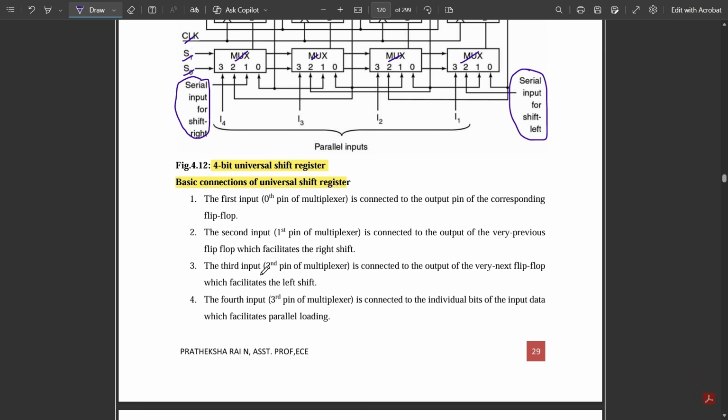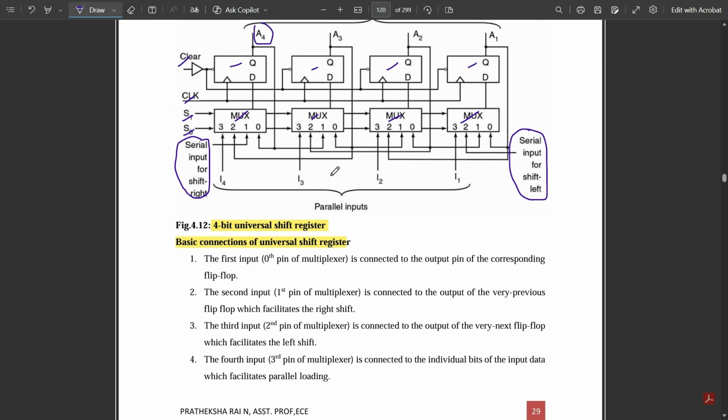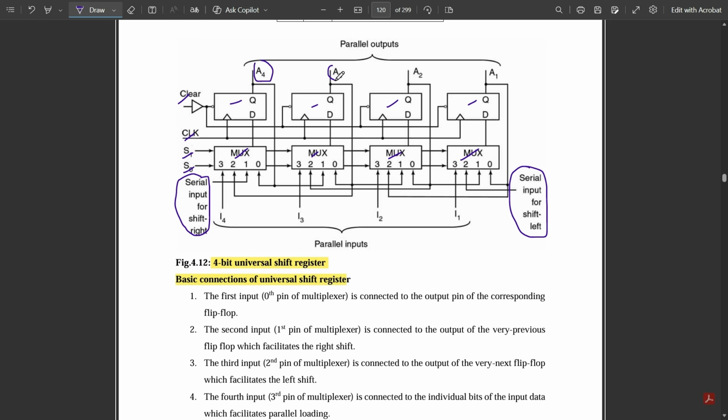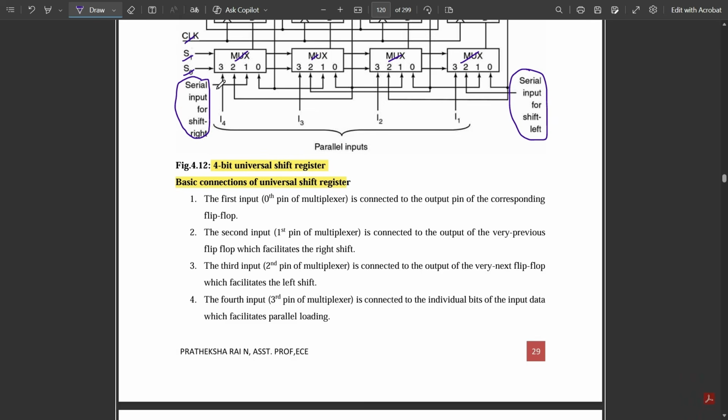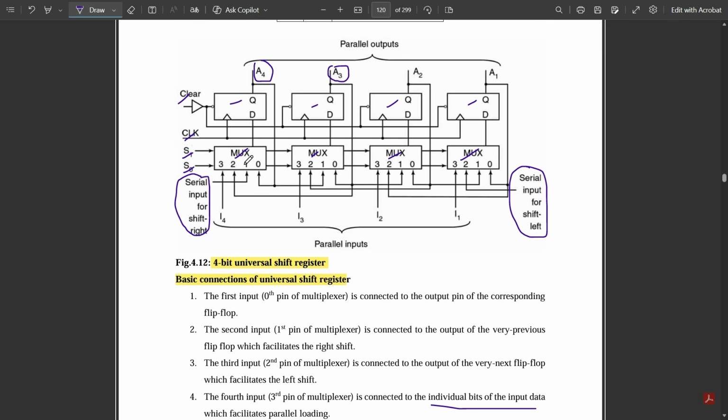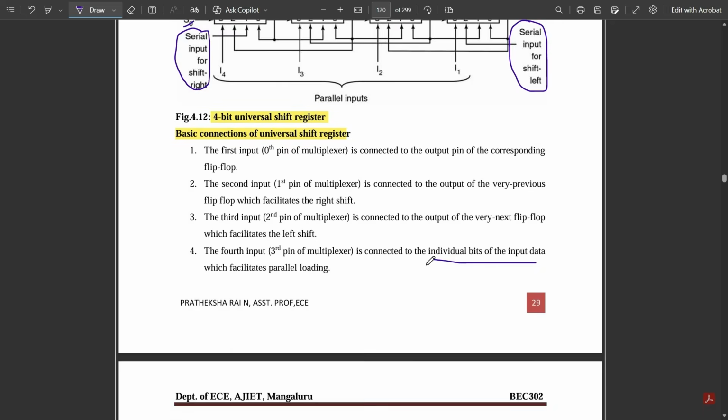The third input, that is the second pin of the multiplexer, is connected to the output of the very next flip flop, that is A3. And the fourth input, that is the third pin of the multiplexer, is connected to the individual bits of the input data, that is I4. Similarly, the same connection pattern goes on with respect to the different muxes.